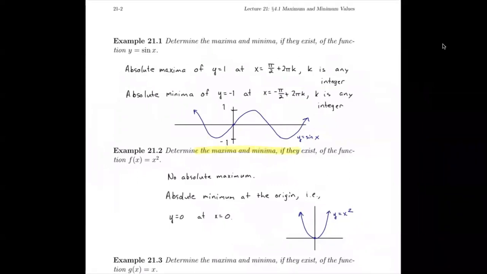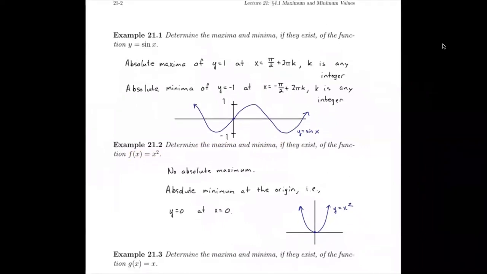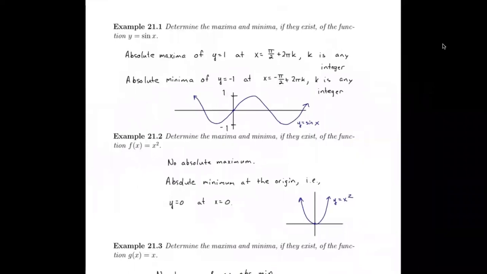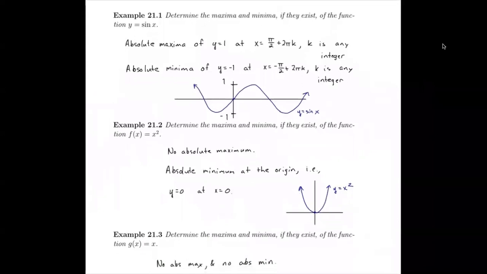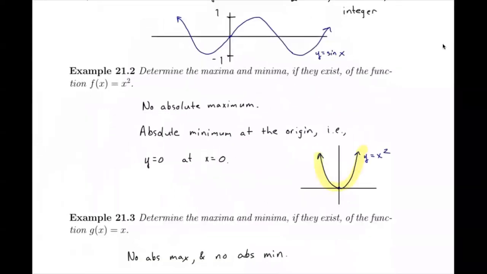Determine the maxima and minima, if they exist, for the function f of x equals x squared. So we're looking for any kind of absolute maxima or minima, and we're looking for any kind of local maxima or minima. So let's see. y equals x squared. Remember, its graph looks something like this. It does not have a local maximum. It always grows larger and larger. We can always find a larger value above it somewhere. So there is no local maximum.